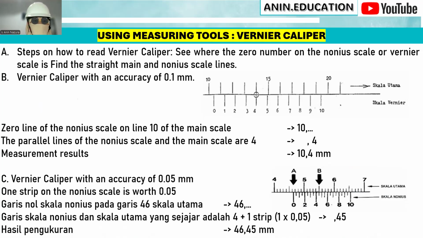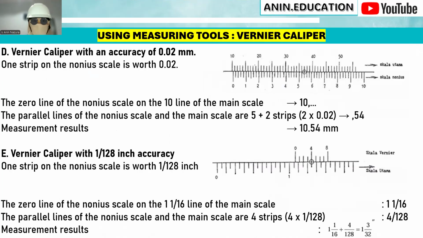Vernier caliper with the accuracy of 0.05 millimeters. One strip on the nonius scale is worth 0.05, and this is the main scale (skala utama).